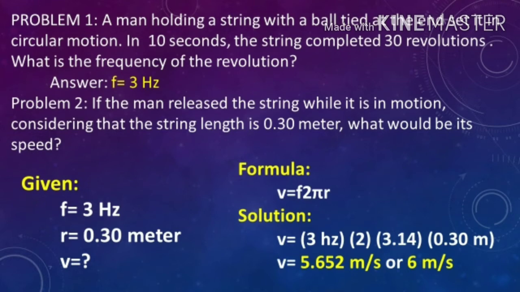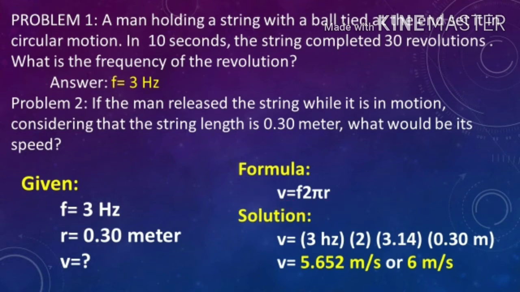First, identify the given. The givens are 3 Hertz, which is your frequency of revolution in problem 1. The length of the string, which is 0.30 meter, is your radius. The missing or what is asked to solve is the speed, which is v. Since the speed is missing, we will use the formula for speed. The formula is v is equal to f 2 pi r.